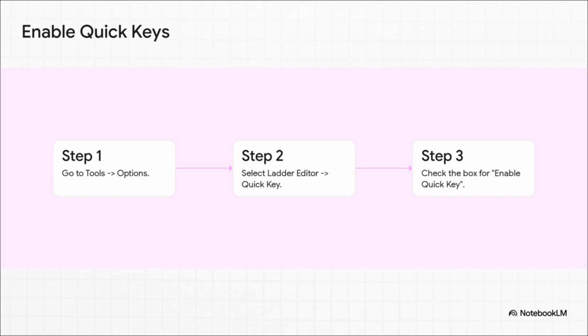You just go to your Tools menu, select Options, find the Ladder Editor section, and then click on Quick Key. All you have to do is check that little box to enable it. What does this do? It lets you assign your own single-letter shortcuts to your most used instructions. Think X for an XIC, O for an OTE. It is the ultimate speed boost.